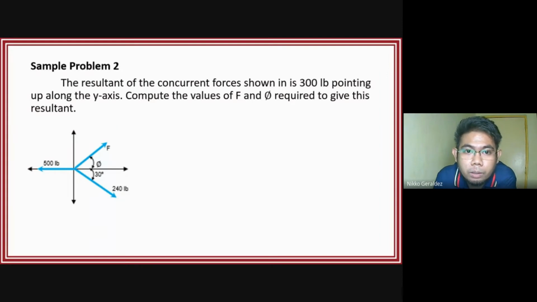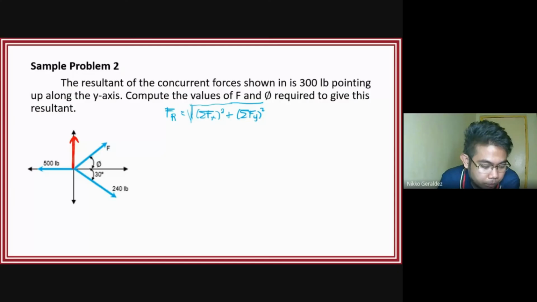The resultant of the concurrent forces shown is 300 pounds pointing up along the Y axis. Compute the values of F and the angle theta required to give this resultant. So resultant force daw is along the positive y-axis. Hanapin natin yung magnitude and direction ng unknown force F.